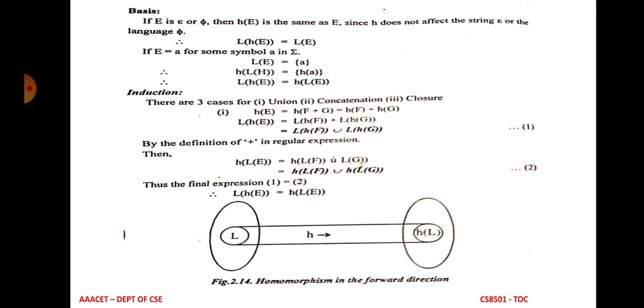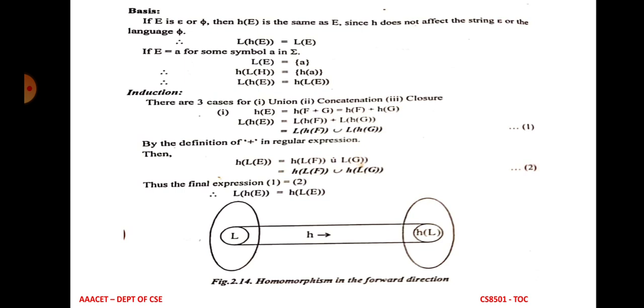The homomorphism function applied from the language L to h of L is homomorphism. If it is in the reverse direction, that is h of L to capital L, then it is called inverse homomorphism. So this theorem is proved by the inductive principle. In the inductive principle there are two steps: one is the basis and the other is the inductive step. In the basis we assume E is epsilon or phi, then h of E is the same as capital E.